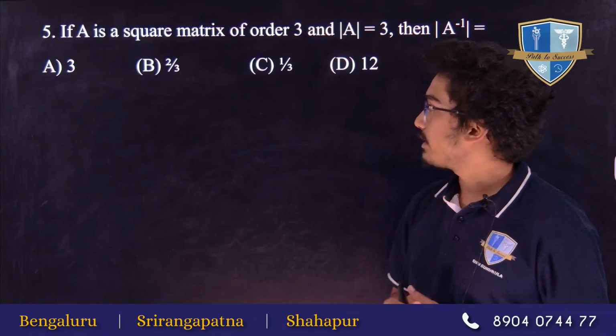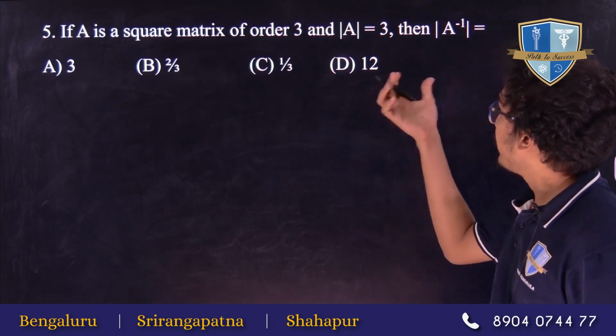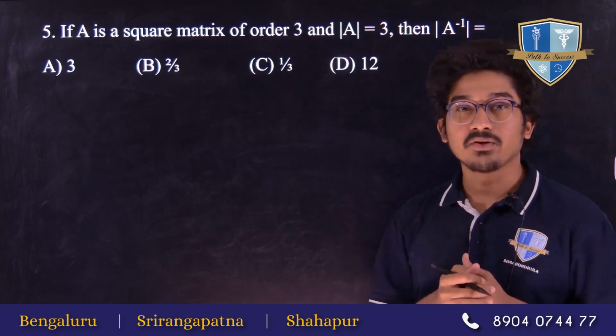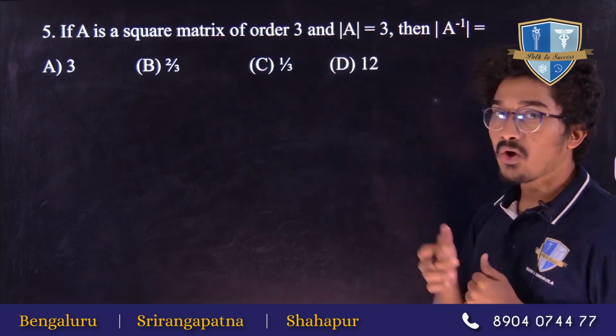So next question is, if A is the square matrix of order 3 and determinant of A is 3, then determinant of A inverse is. Our options are 3, 2 by 3, 1 by 3 or 12.